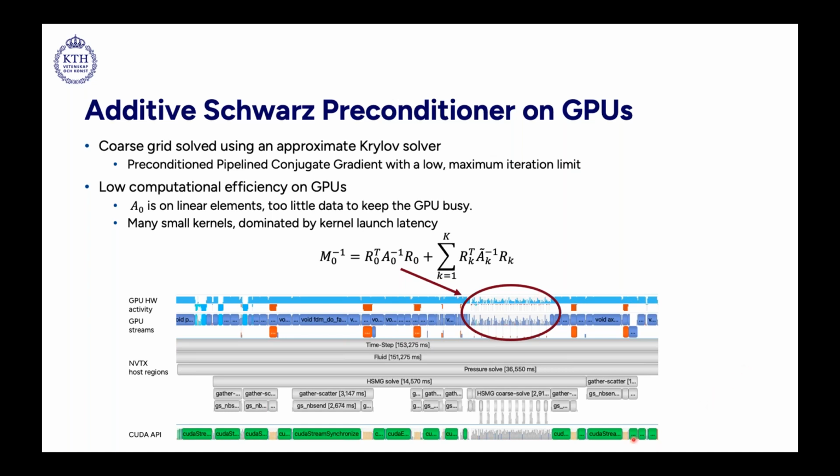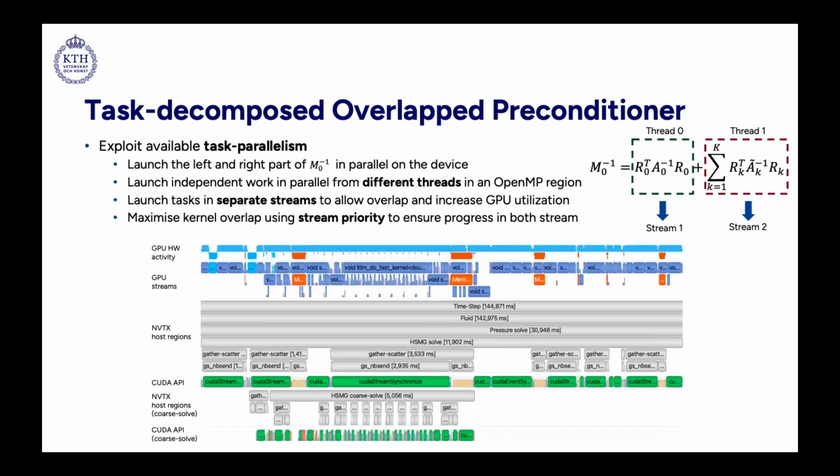So we went out and tried to solve this, and we started looking at the preconditioner, and we realized that we're not exploiting all the task parallelism that we have in this preconditioner. Since it's additive, it can be done independently. So what we do is launch the left and the right part of the preconditioner in parallel on the device. We create OpenMP regions with different threads, one thread for each left and right part, and then they inject work into a separate stream on the GPU to increase utilization.